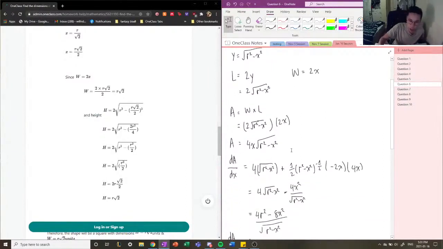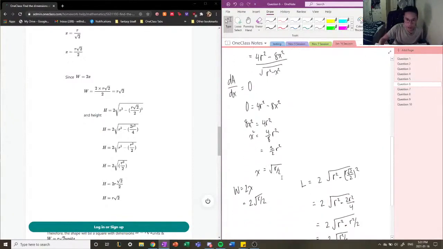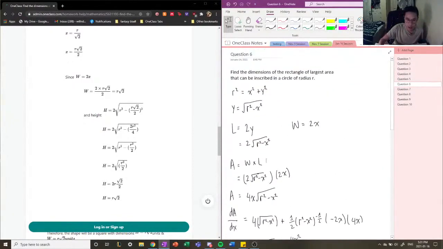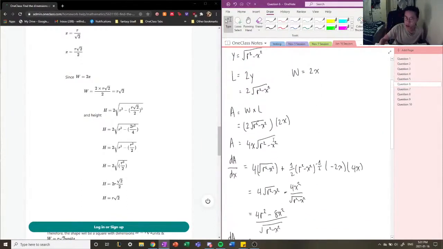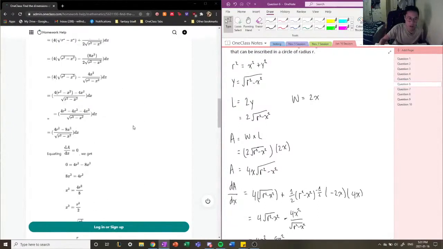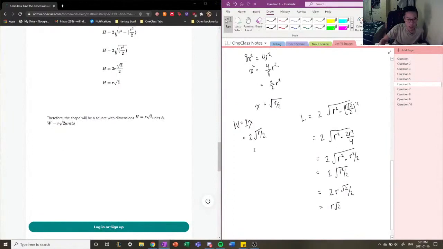So by optimizing this function and by finding the critical point of this function, we're able to identify the dimensions of the largest area rectangle that exists within the circle. Okay, and the dimensions of that are: width is 2 times root of r divided by 2, and our length is r times root 2.